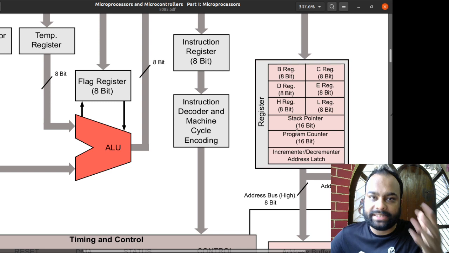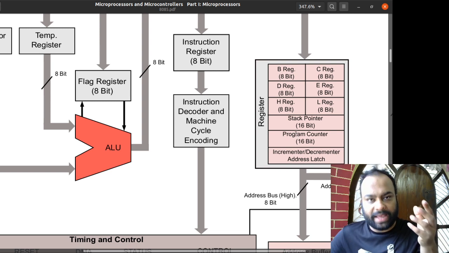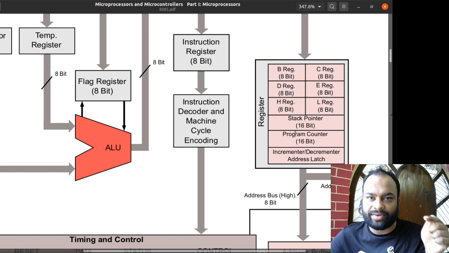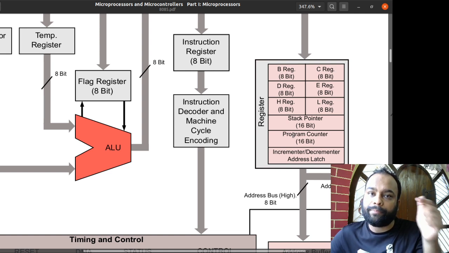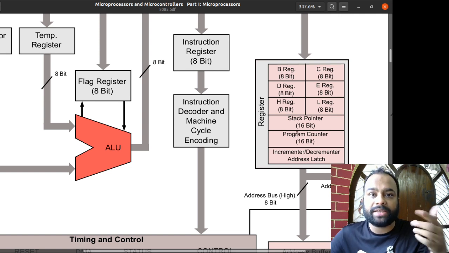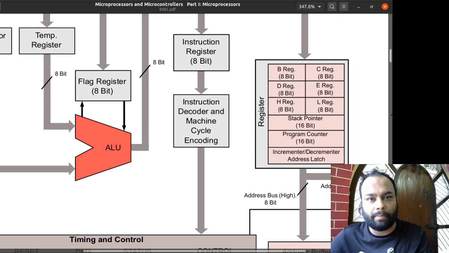So when we execute a program on a 8085 microprocessor, we give the microprocessor the initial address where the program starts. So we give the microprocessor the address of the first instruction on the memory, and the program counter's responsibility is to figure out what would be the next address based on whether the instruction it executed was a 1-byte instruction, a 2-byte instruction, or a 3-byte instruction.